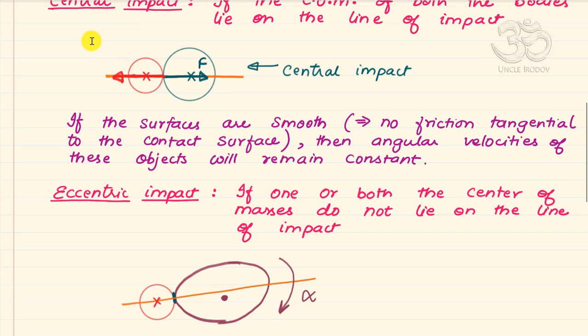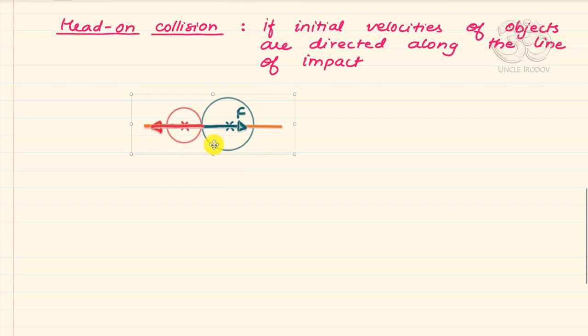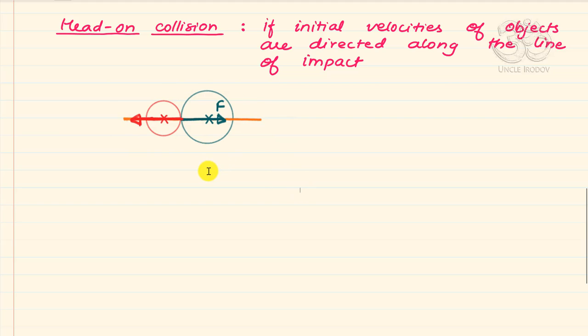So going by this figure which we have, let's take this example itself. Yeah, so here this orange line was the line of impact, and if the initial velocities of these objects, like for the green one, maybe the velocity was towards the left, say v green, and for the red one, probably the velocity was towards the right, so this is v red. And if the velocities are also along the line of impact, then what we have is a head-on collision.